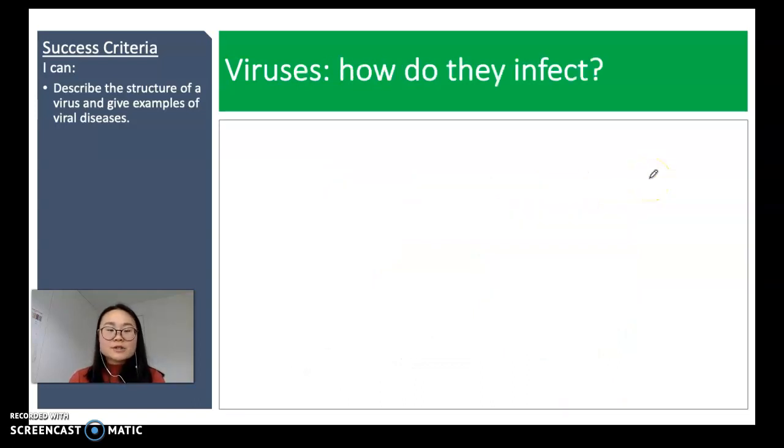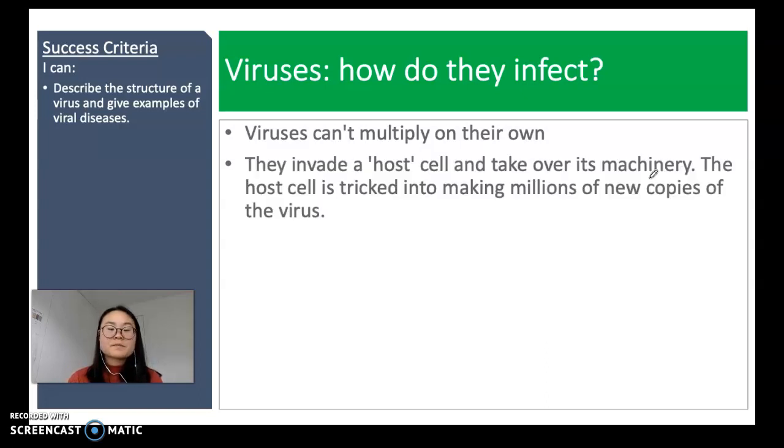Okay, so that's the structure of a virus, but how do they actually infect different organisms? So we know that viruses can't multiply, they can't reproduce on their own. That's why they're called non-cellular or non-living. So what they do is they actually invade a host cell and take over its machinery.